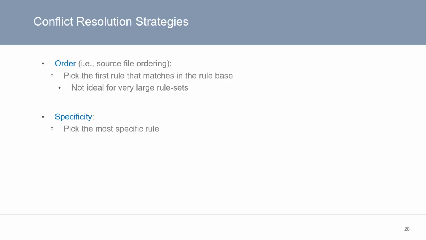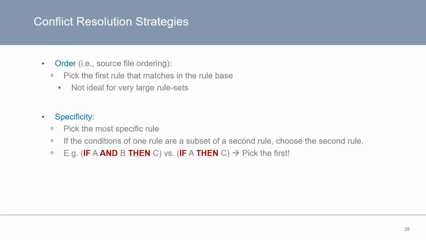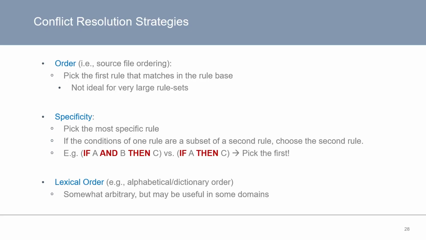Then there's specificity. Here we would pick the most specific rule. By more specific, we mean that if the conditions of one rule are a subset of that of a second rule, we choose the second rule. For example, if we have the rule if A and B then C versus if A then C, we'd pick the first rule because it's more specific. Another conflict resolution strategy is to go based on lexical order or alphabetical or dictionary order. For many problems, this is somewhat arbitrary, but it could be useful in some domains.